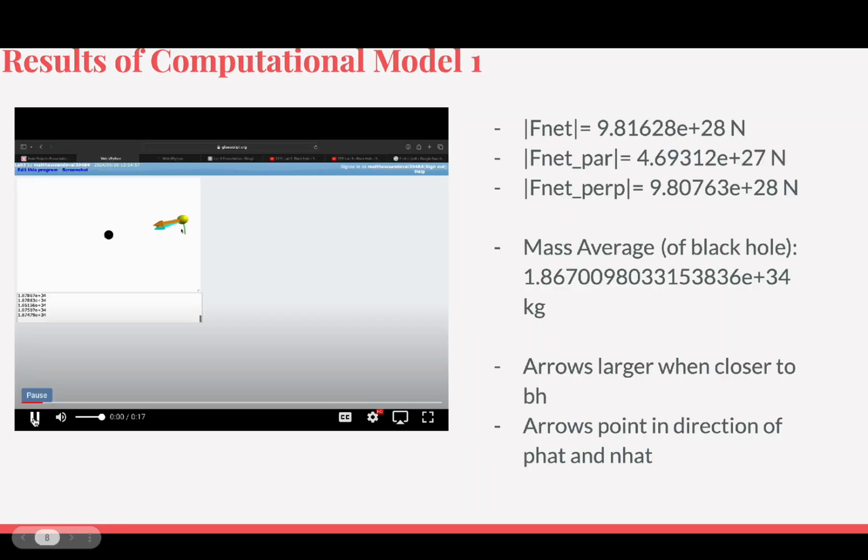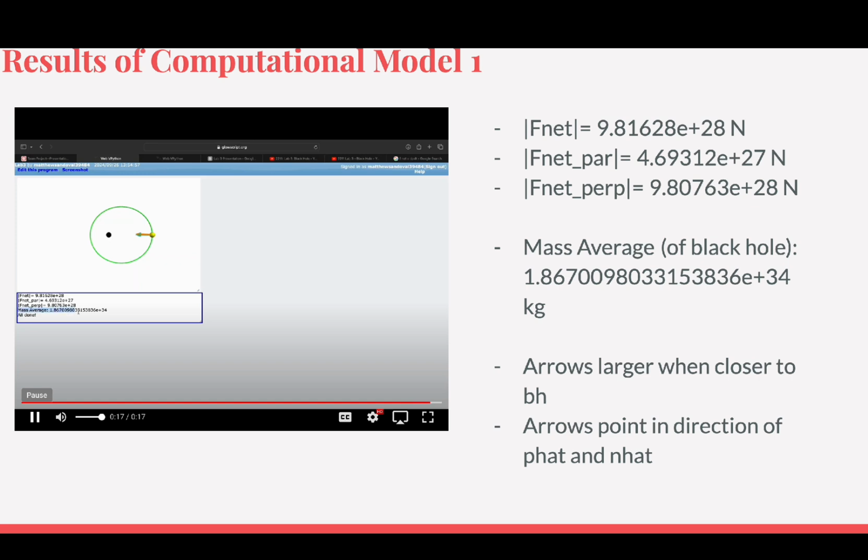Here are the results of computational model 1. So the Fnet parallel and Fnet perpendicular were calculated as shown, and the mass average of the black hole was 1.86, followed by some amount of decimals, E34. The errors were larger when closer to the black hole because there is greater gravitational force the closer you are to an object. And the arrows point in the direction of p hat and n hat.